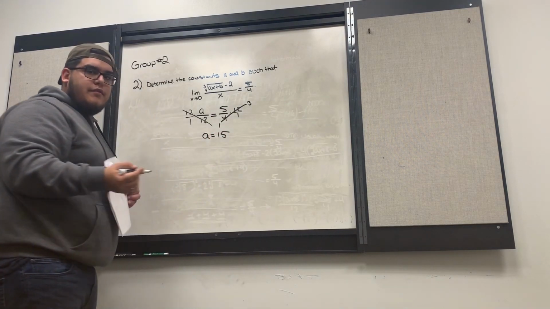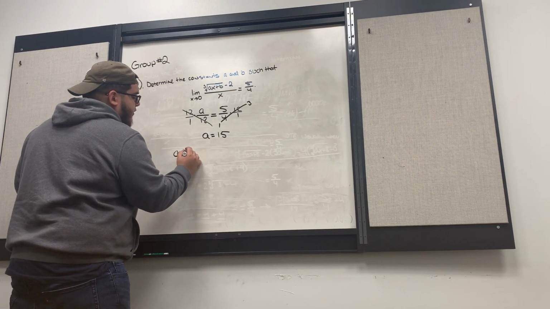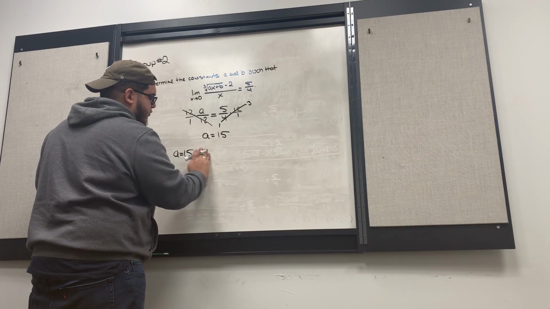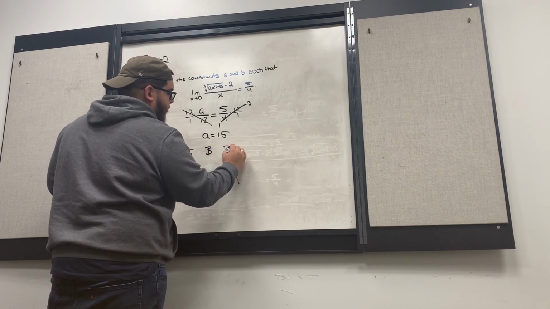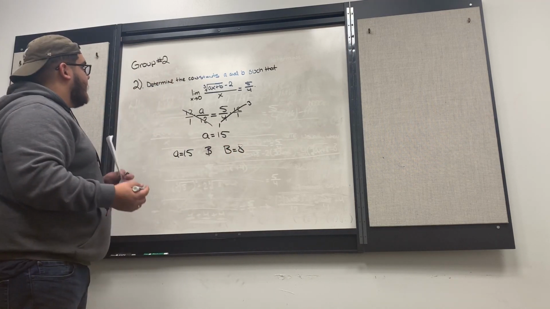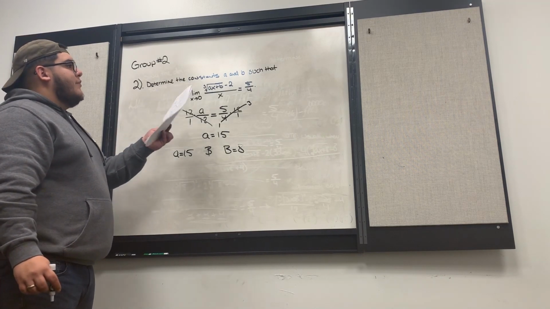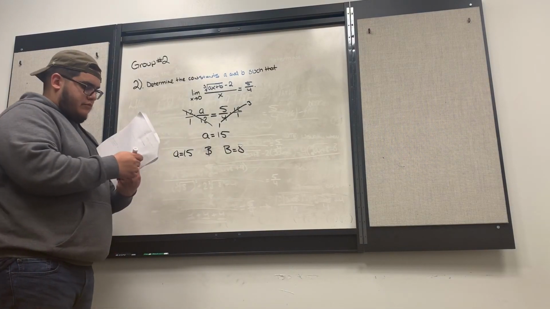So we have now solved our second problem. A is equal to 15 and B is equal to 8. So we have found the constants that make this true, because the problem said determine the constants A and B that make this limit true. So we got it. It's all done.